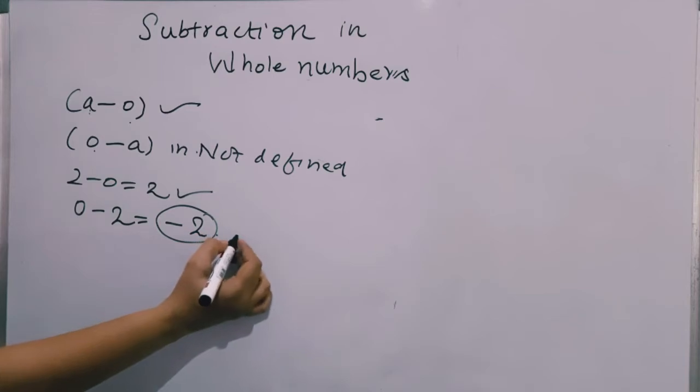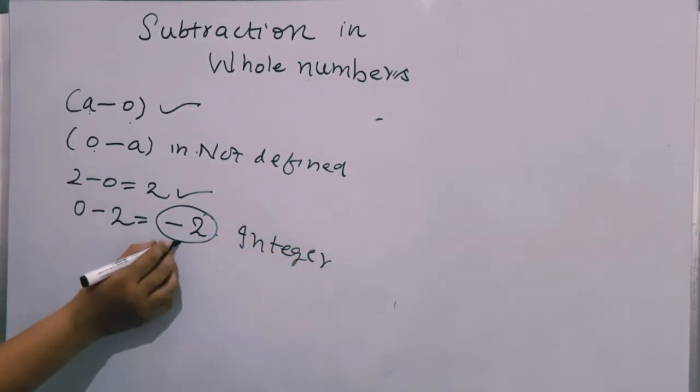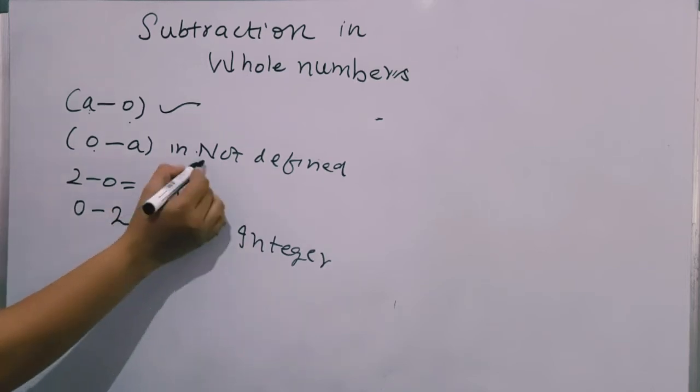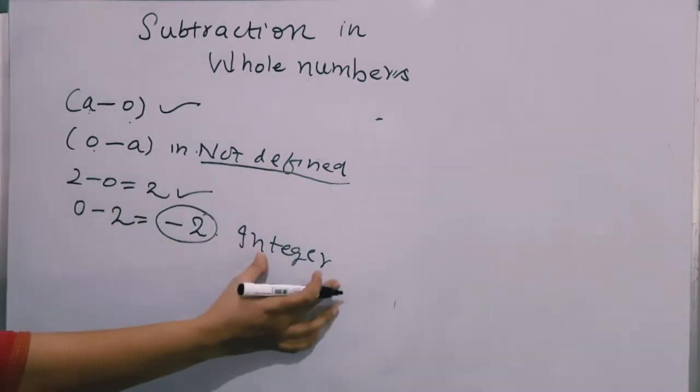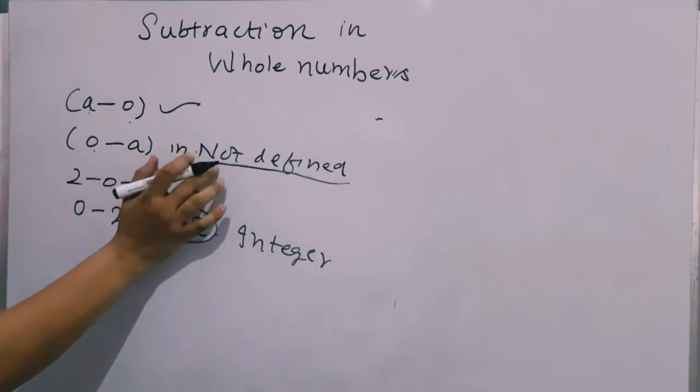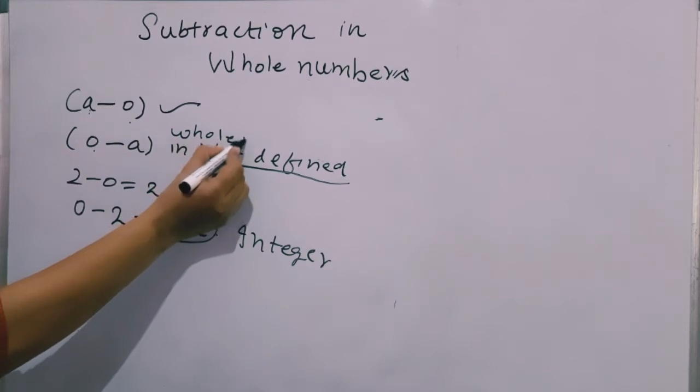This is not a whole number. It is an integer. So when the answer is not a whole number, that means it is not defined. It does not hold. After subtracting, you are not getting a whole number. That is why 0 minus a in whole numbers is not defined.